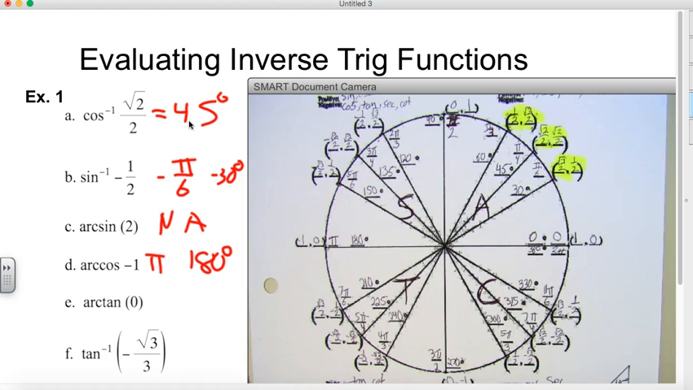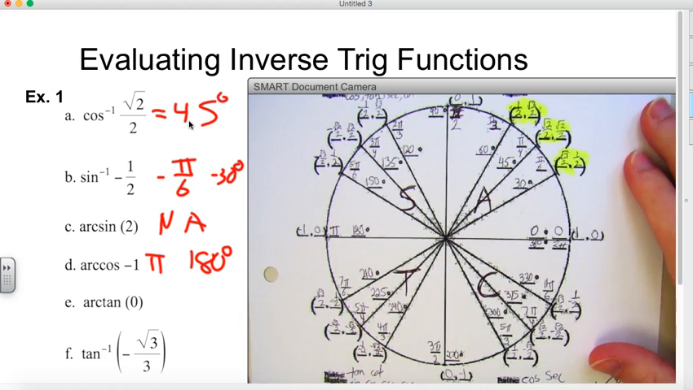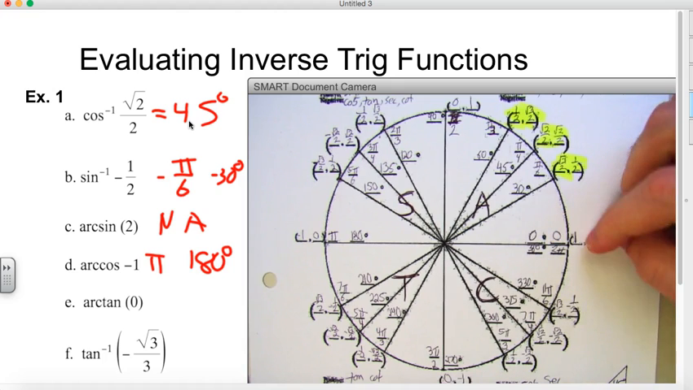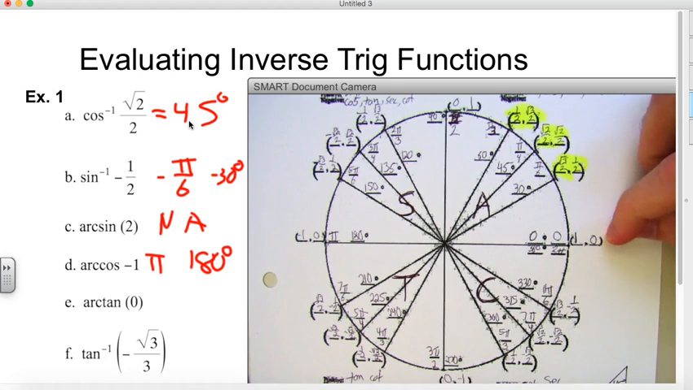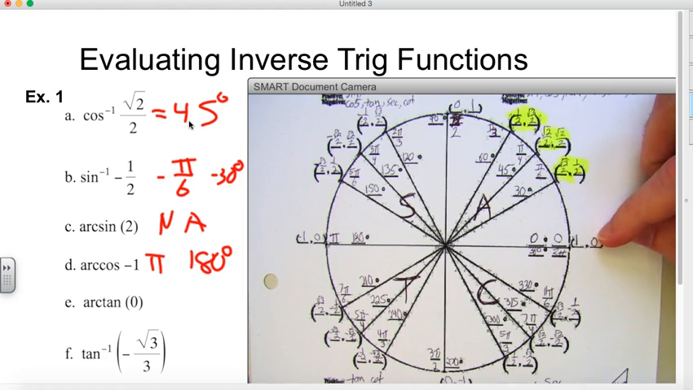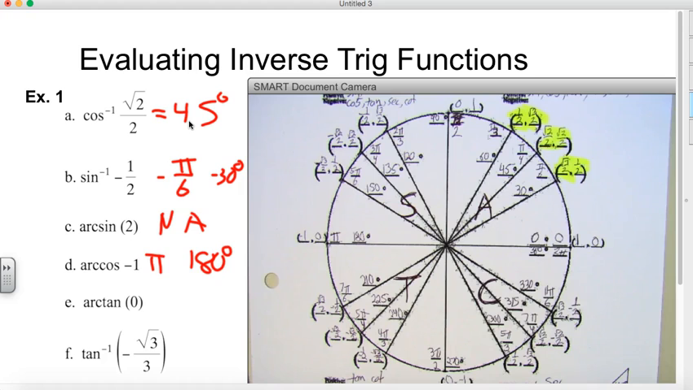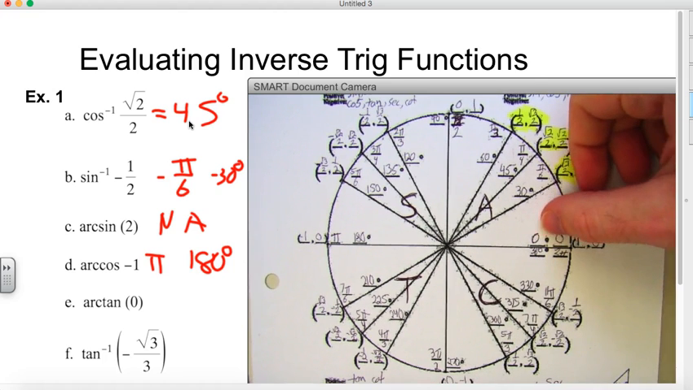And remember, for tangent, we're going to use the two right quadrants. So where do we get 0? Y divided by x, 0 divided by 1 is 0. So right here is where tangent is 0. You could say 0 degrees or 360 degrees or 2 pi radians, but what we always want to use is the smallest one. So let's use 0 degrees. Don't use 360 and 2 pi.